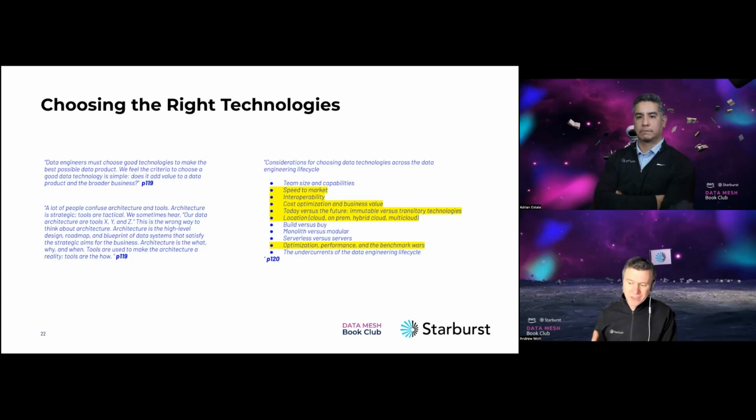The idea that we're just suddenly going to put all our data in the cloud, I've not seen anyone do that, and even the companies that say they've done that, it's sort of in the single or maybe even low double-digit percentages of data. So I think location is really interesting when we're thinking about choosing the right technologies.